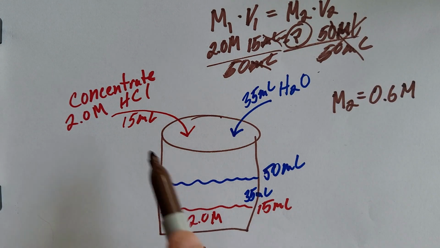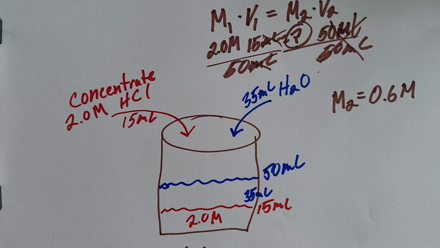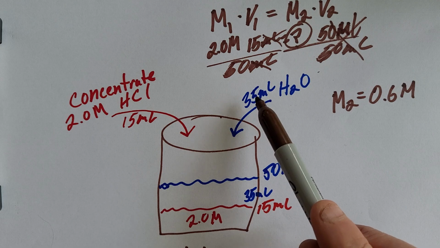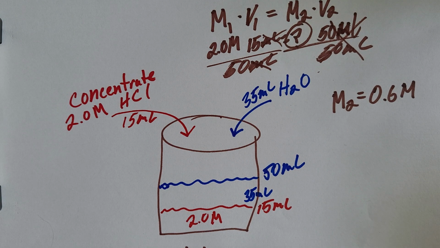So things you need: the molarity of the concentrate, the volume that you pour in, and the total volume, not the volume of water, but the total volume between the water and the concentrate that you pour in. And you get a solution that is 0.6 big M. You now have your dilution. Hopefully that helps.